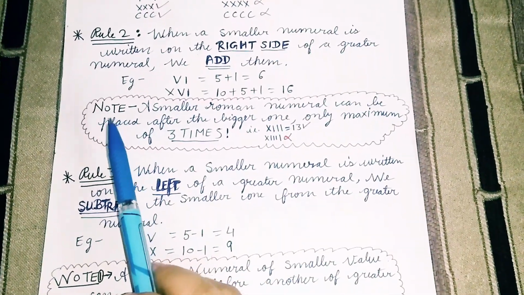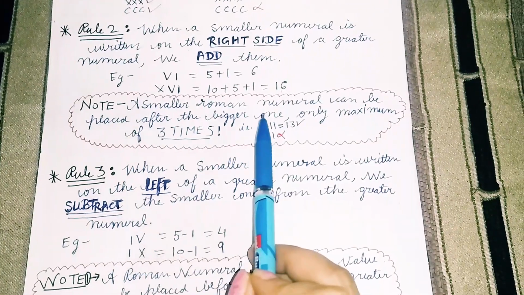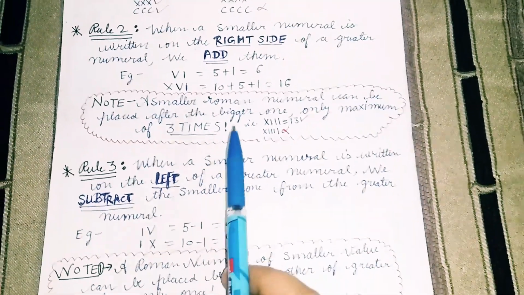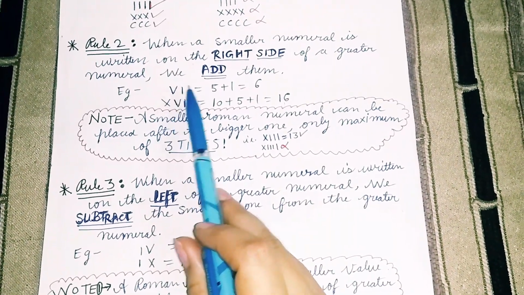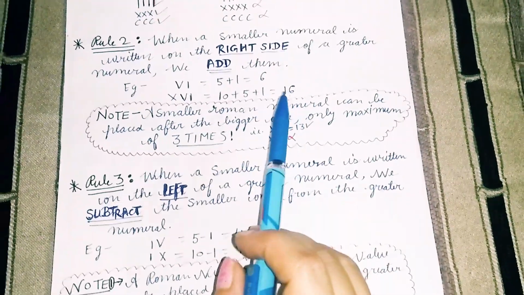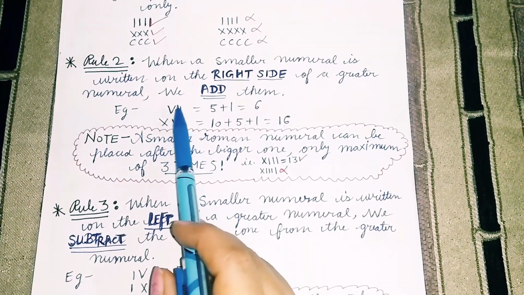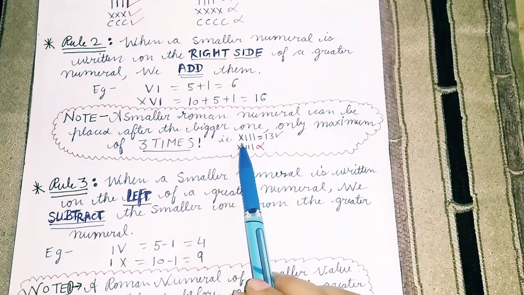One note is there. A smaller Roman numeral can be placed after a bigger one only maximum of 3 times. That means you can place a smaller symbol after or on the right side of a greater symbol only maximum of 3 times. That means not more than 3 times you will place the smaller symbol on the right side of bigger one. Let us see one example.